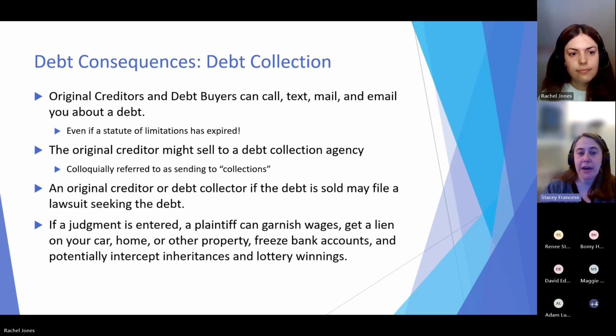Oftentimes, your original creditor will sell it to a third-party debt collection agency, and sometimes that debt collection agency will then sell it to even another debt collection agency. And often that will restart that cycle of calls. So now you start getting calls from whatever new company is trying to collect. At some point, often the original creditor or the third party debt collector will decide to sue you, and that can either be in small claims or superior court, depending on which venue they prefer and the amount that they're suing you for. And we'll go into that a little bit later.